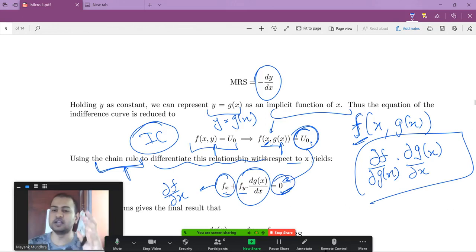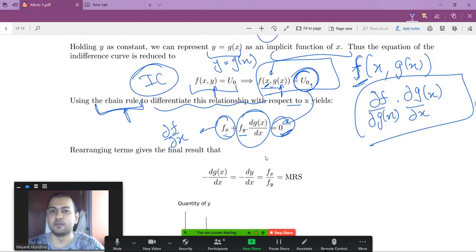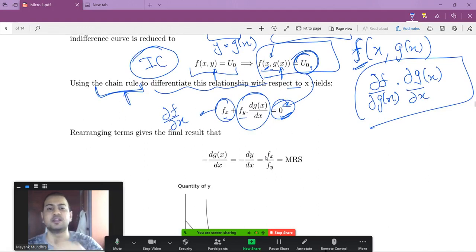So I am just totally differentiating this equation with respect to x. If you don't get the proof, that's okay. It's not really that important. Nobody is going to ask you the proof. You can revisit the proof after you do your implicit function differentiation.